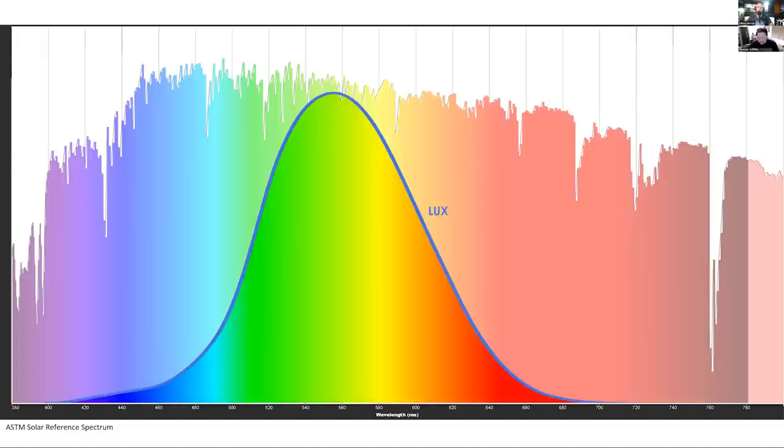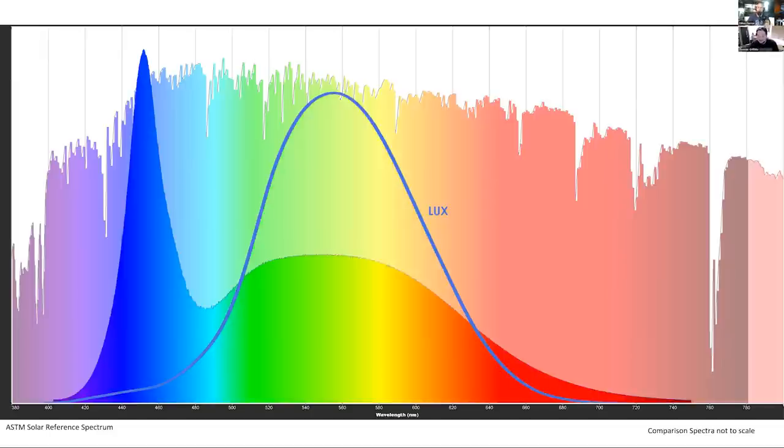Correct. And in fact, this is one of the reasons that LEDs are bright, because the LED spectrum looks like that. Again, this isn't to scale, so there's no scale here. I'm just using it as a comparison. But you can see that the vast majority of the light is in a curve that is very similar to the lux curve. Yeah, the green area, and it tapers off at the same distance.